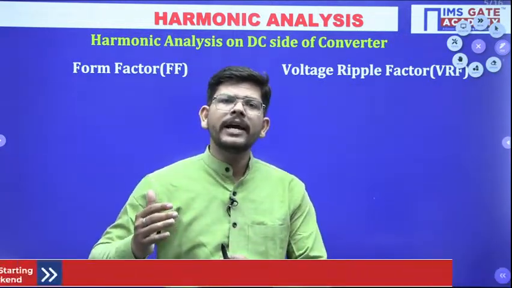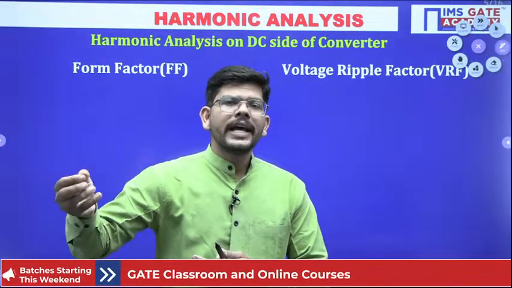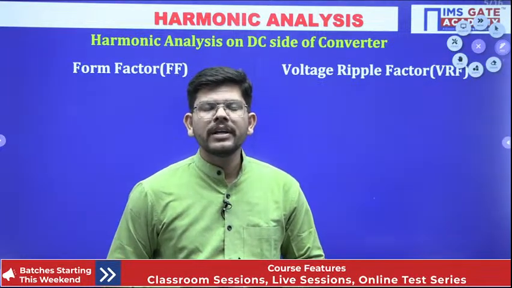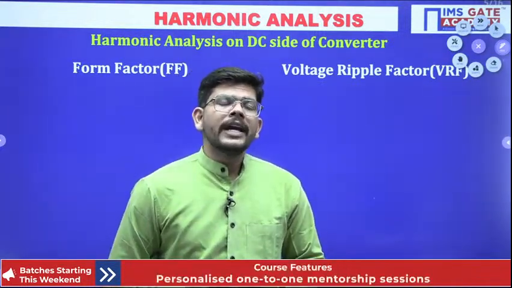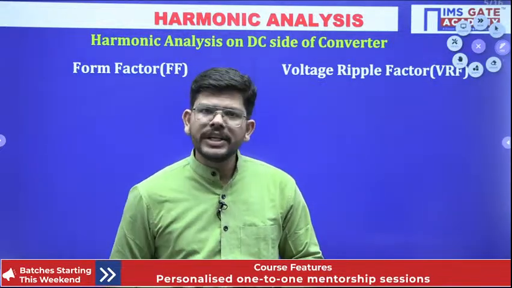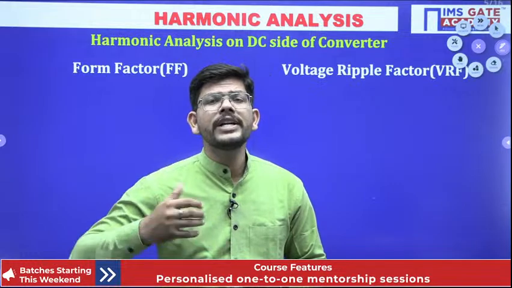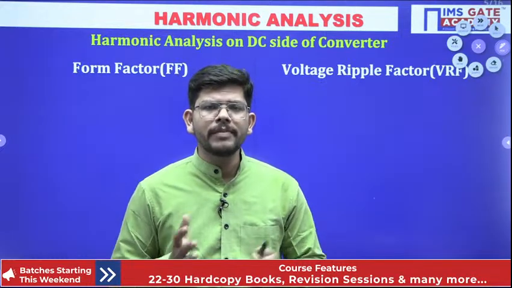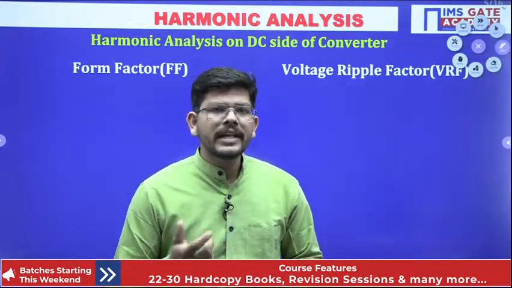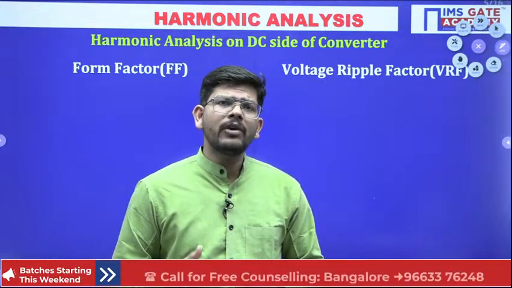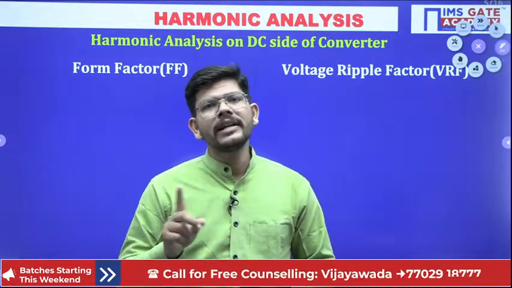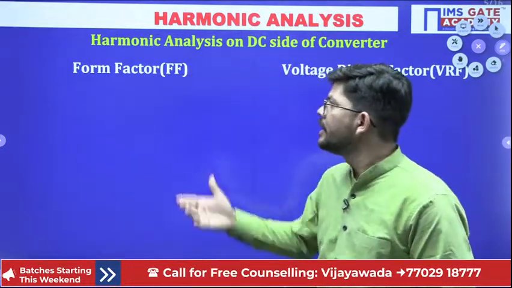So in order to analyze how much AC content is there in the DC content, we want only the DC content. If we are getting pure DC, that's absolutely fine. But in a power electronic converter, we are not getting pure DC, we are getting some AC content imposed on DC as well, which is called ripples. And ripples are nothing but multiple harmonic, multiple frequency components. So we need to calculate how much that perfect DC is being polluted by the ripples, and that measurement is done with the help of form factor and voltage ripple factor.